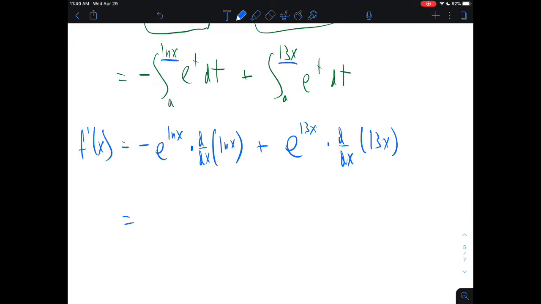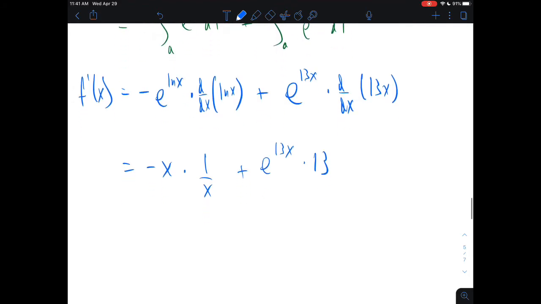Negative e to the natural log of x would just be negative x. The derivative with respect to x of natural log of x is 1 over x. And then plus e to the 13x times the derivative with respect to x of 13x, which is 13. So this gives me negative 1 plus 13 e to the 13x. And that's it.